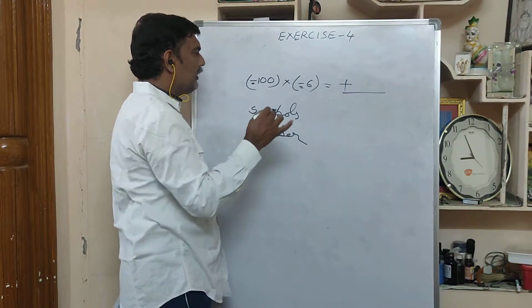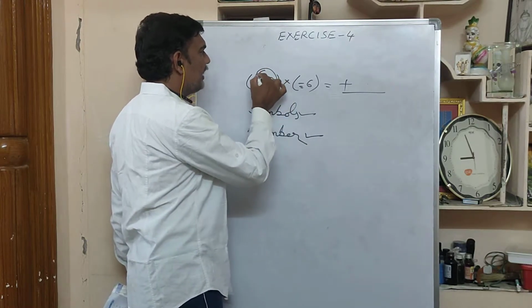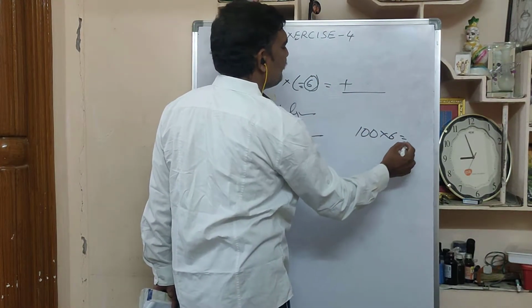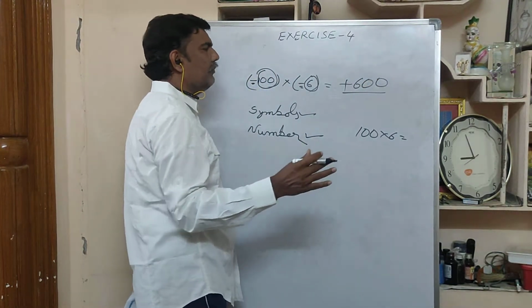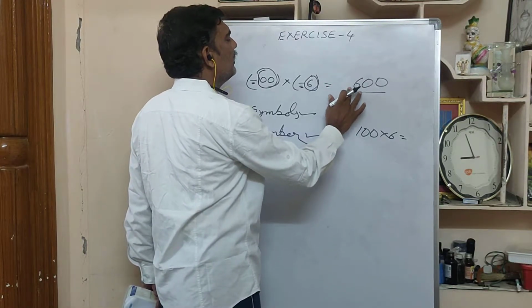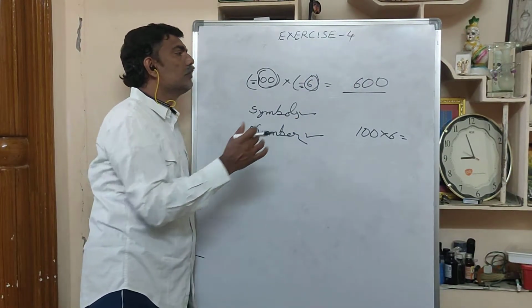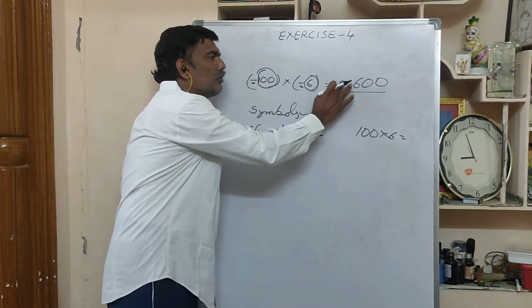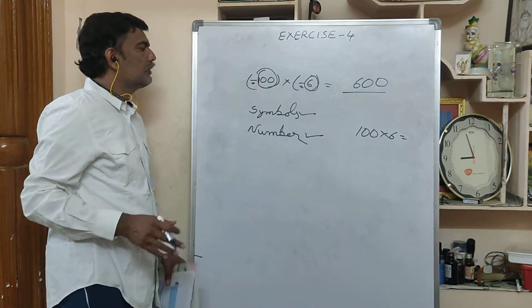So in the answer plus will come or not? Very good. Then after symbols what you have to do? Multiplication of numbers. What is this number? 100. What is this number? 6. 100 into 6, 600. Any time for the first number, no need of writing plus. If there is no symbol, you should understand that it is positive. So we should not write plus 600. 600 means it is plus 600 only. Okay.